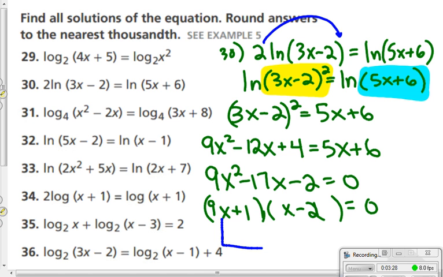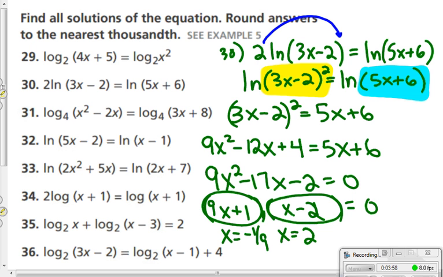So what do you get on the outside? Negative 18x. On the inside, 1x, and there's your negative 17x that you need. So I think that works. That tells me that my two solutions are negative 1/9, because that's how this would become 0 if x was negative 1/9, and x equals 2, because that's how this factor would become 0.